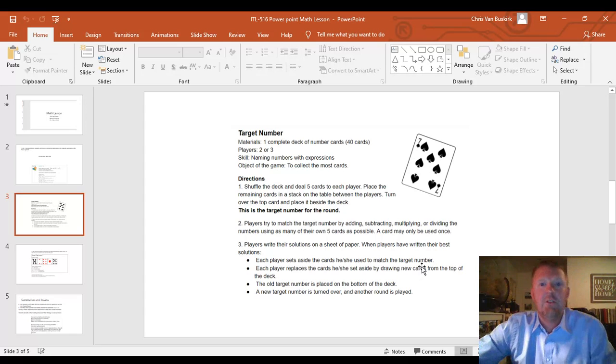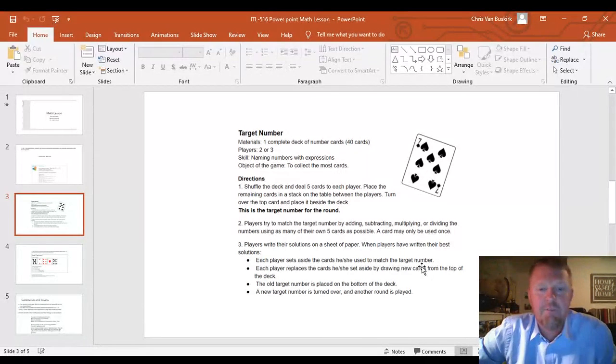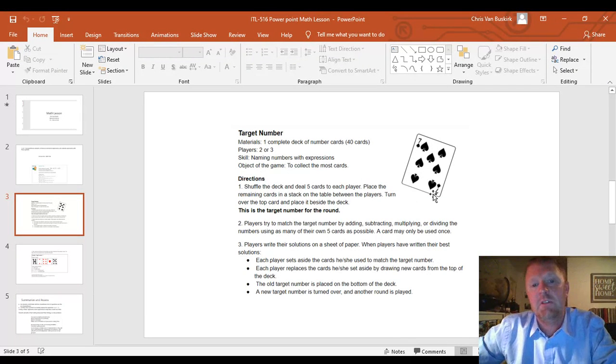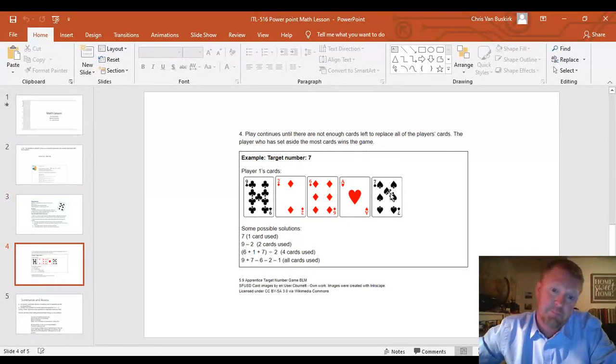We're going to play a game called the target game, and it's a great game. You're going to get 5 cards, all numbered between 2 and 10, and then you'll have a target number, which you'll get from just flipping over the top card in the deck, and we'll find how many cards you can use to hit that target number. So if the target number was 7, here's an example.